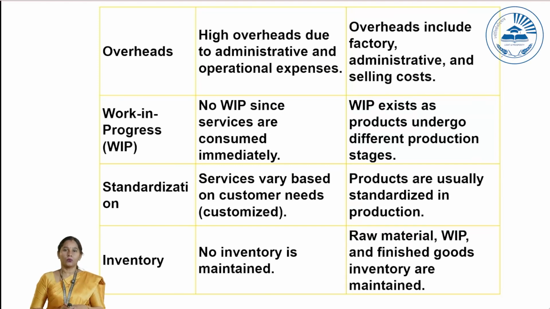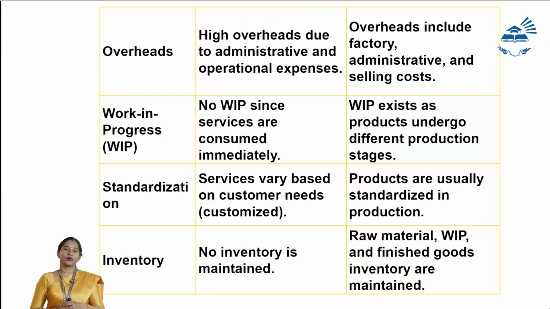Next difference is work in progress. There is no work in progress in service industries, because services are consumed immediately. But in product costing, at each and every stage, work in progress will exist, and the products will undergo different production stages. Standardization: service costing is customer based, so it can be customized. Products are usually standardized in the process of production.